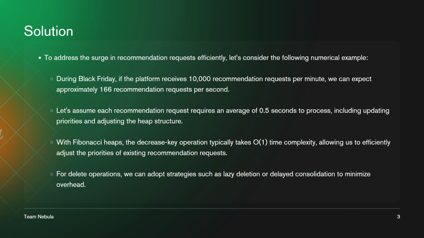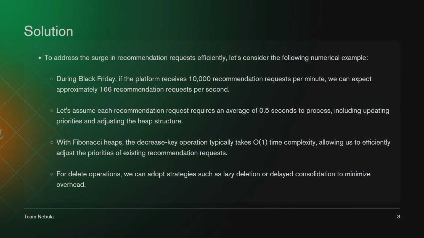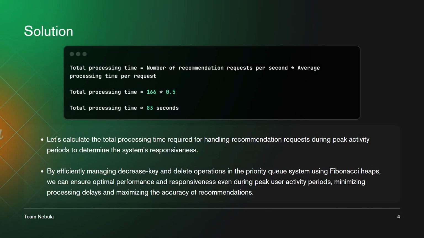So, with Fibonacci heaps, the decrease key operation typically takes O(1) time complexity, allowing us to efficiently adjust the priorities of existing recommendation requests. For delete operations, we can adopt strategies such as lazy deletion or delayed consolidation to minimize overhead. Let's calculate the total processing time required for handling recommendation requests during peak activity periods to determine the system's responsiveness.